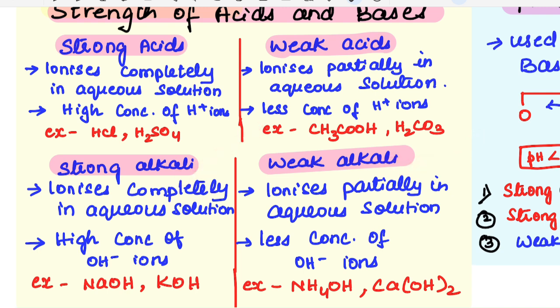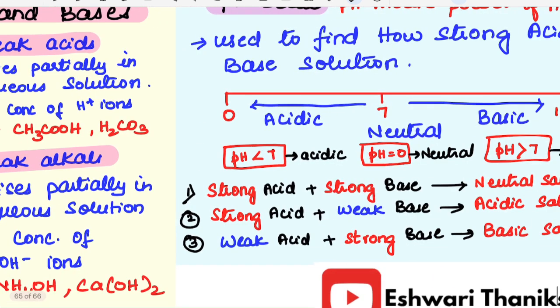Strong alkali and weak alkali. A strong alkali ionizes completely in water and produces a high concentration of OH- ions. Here acid gives H+ ion, alkali will produce OH- ion. Examples: sodium hydroxide, potassium hydroxide. Weak alkalis partially ionize in water and produce a low concentration of OH- ions. Examples: ammonium hydroxide, calcium hydroxide.